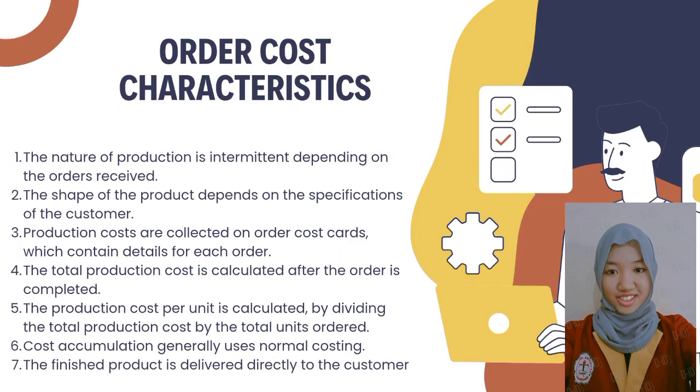Order cost characteristics. 1. The nature of production is intermittent, depending on the orders received. 2. The shape of the product depends on the specifications of the customer. 3. Production costs are collected on order cost cards, which contain details for each order. 4. The total production cost is calculated after the order is completed. 5. The production cost per unit is calculated by dividing the total production cost by the total units ordered. 6. Cost accumulation generally uses normal costing. 7. The finished product is delivered directly to the customer.